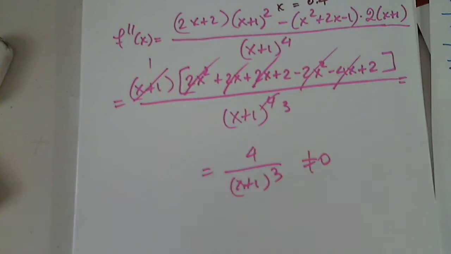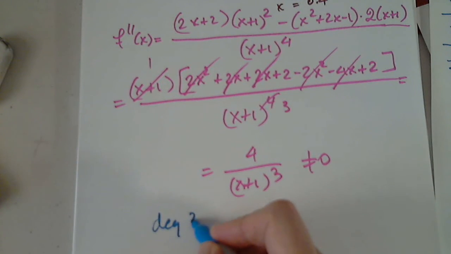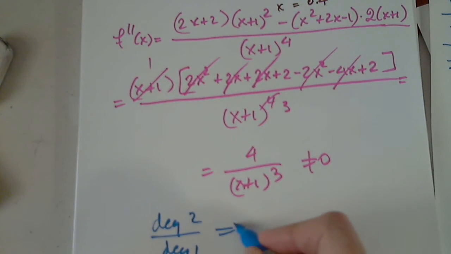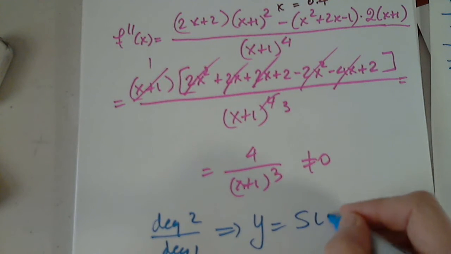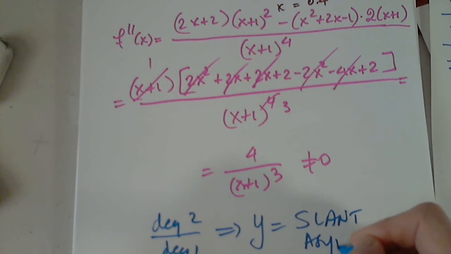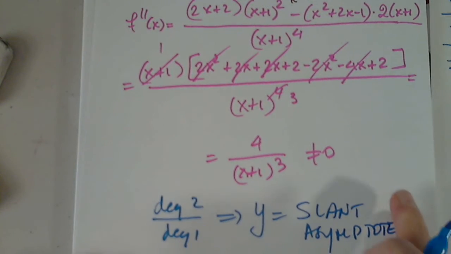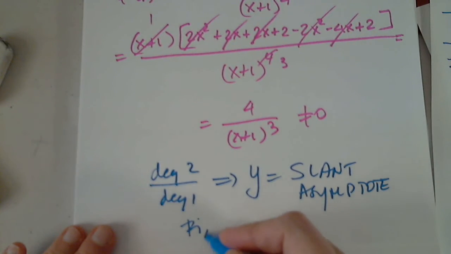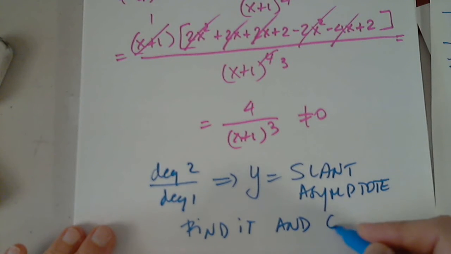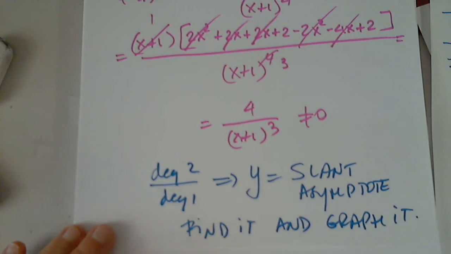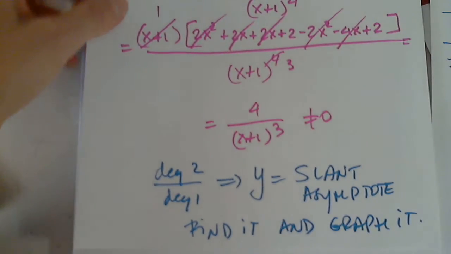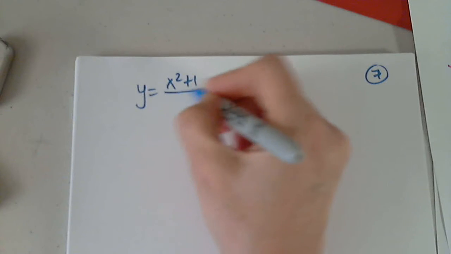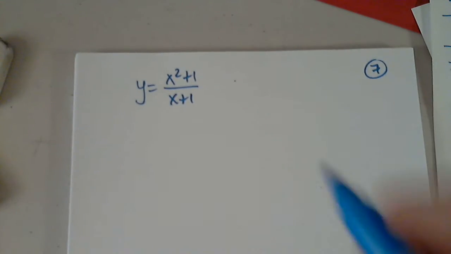Now, because this function has degree 2 over degree 1, it has a slant asymptote. I need to find it and graph it before I graph the function. So we have to divide the numerator by the denominator to find the quotient. So one more time, it's x squared plus 1 over x plus 1. That was our function, yes.